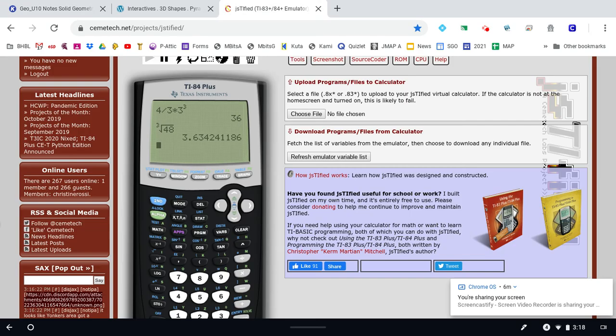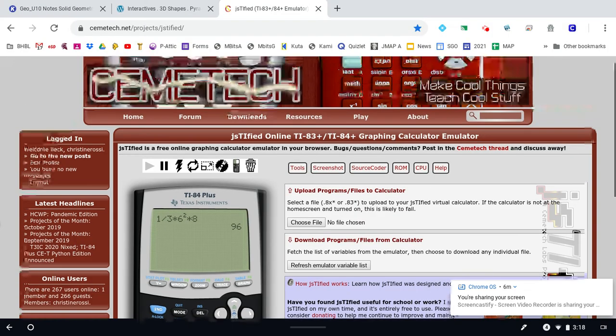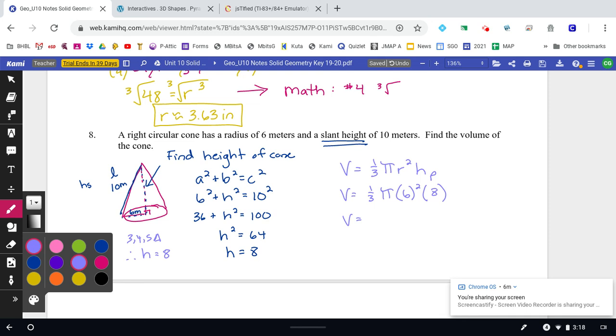And so I'm going to go to my calculator. I've got 1/3 times 6 squared times 8. And I get 96. So it's 96 pi. Now, it doesn't tell me how to round this problem. So I'm going to take the easier way out, leave it irrational. And I'm going to say that the volume is 96 pi meters cubed.